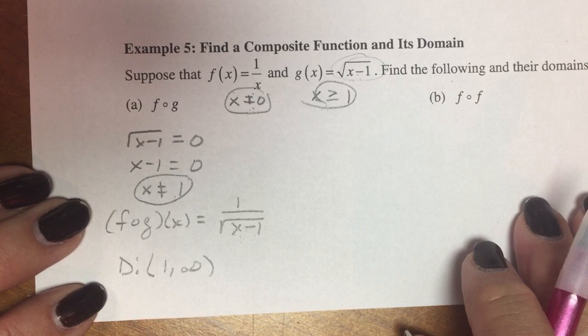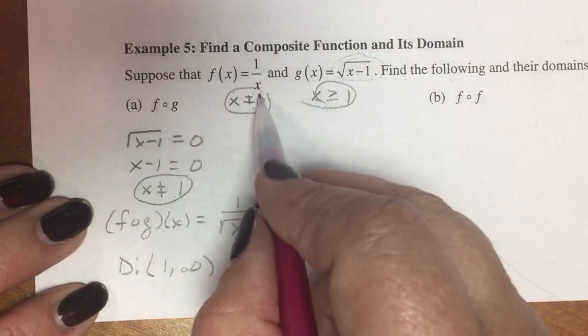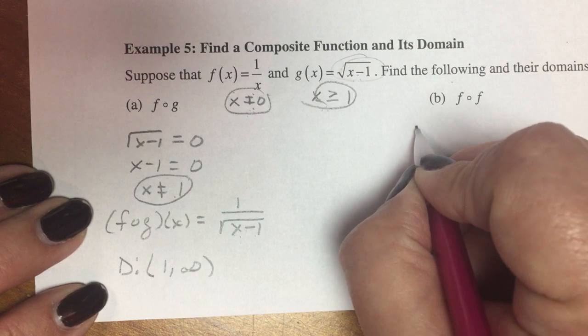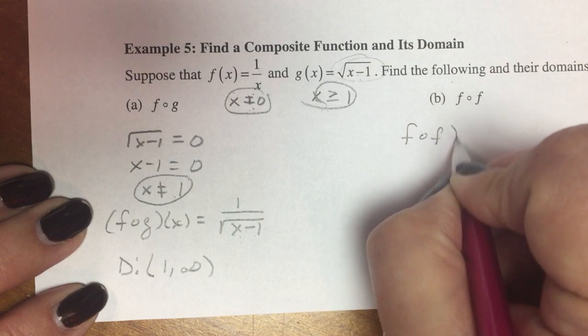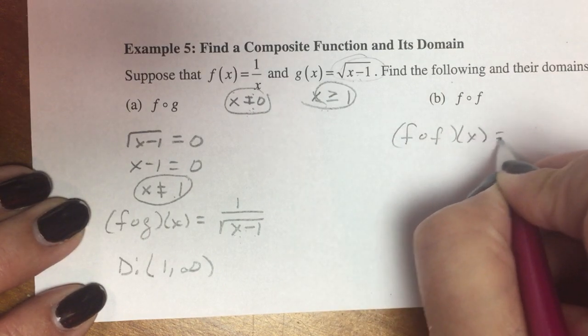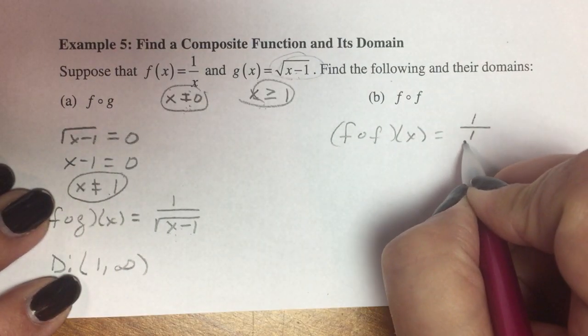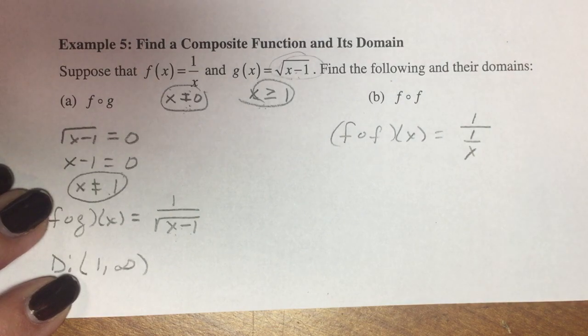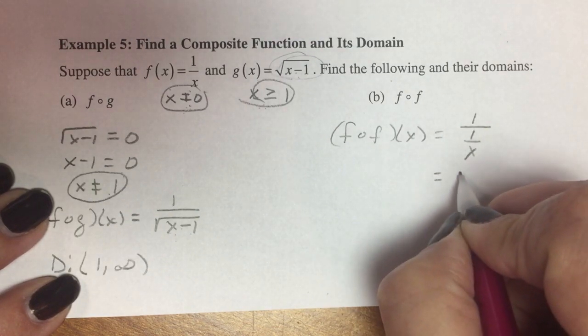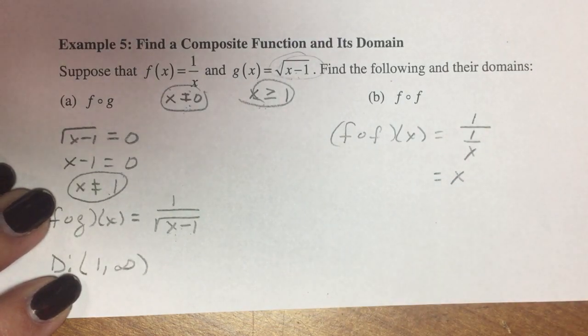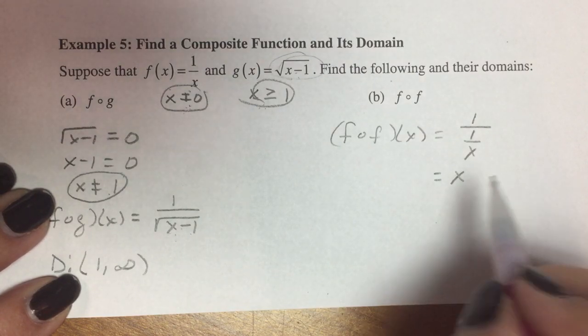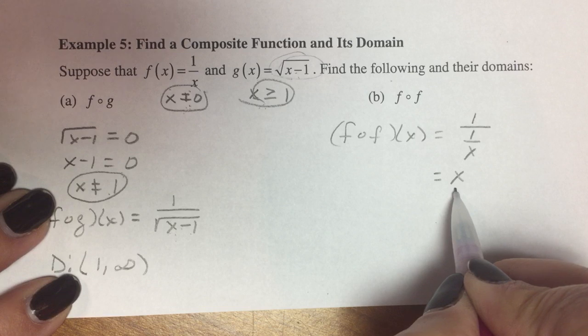Let's quickly look at f of f. Well, if I plug my f function into my f function, what's that going to look like? Well, it would be 1 over 1 over x. And what is 1 over 1 over x? It is simply x. So there's your f of f of x.